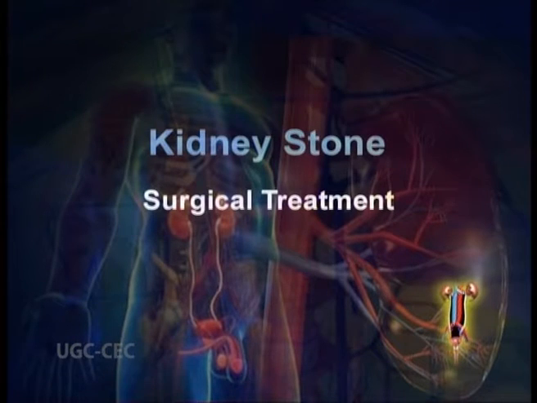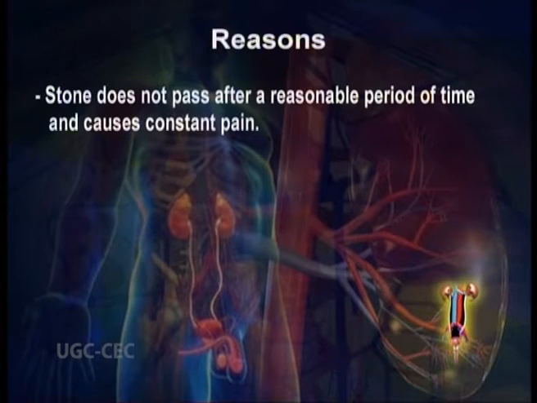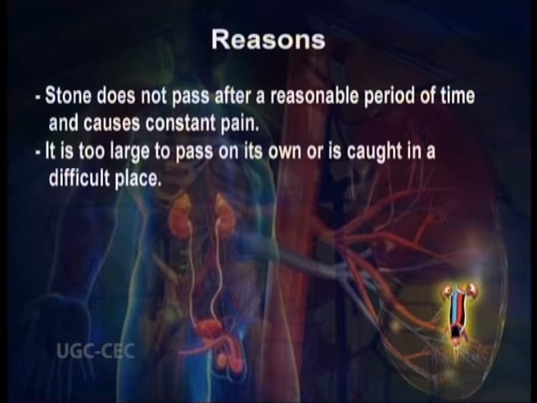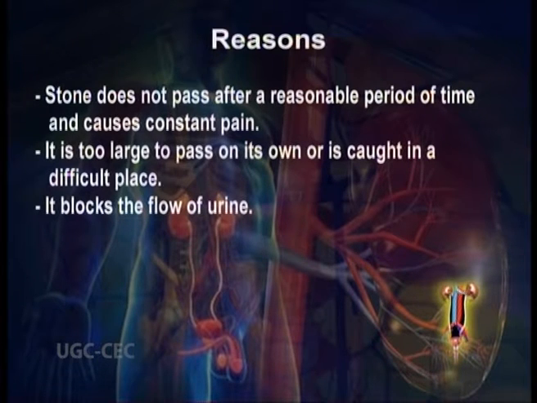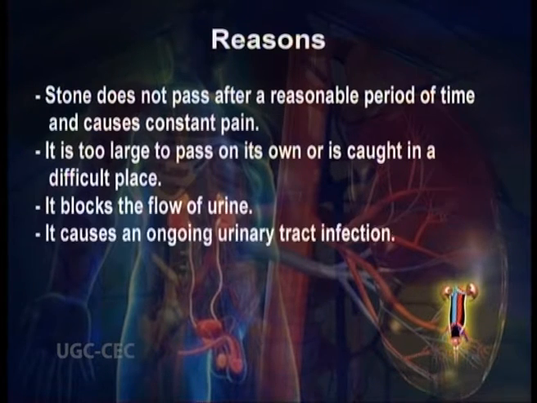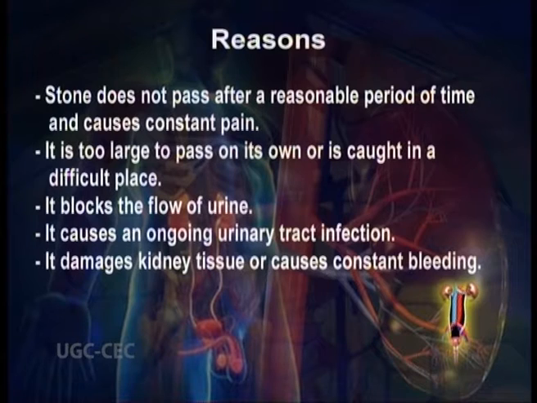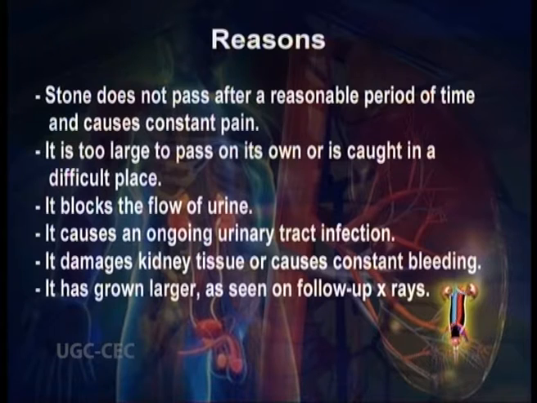Another treatment of kidney stone is surgery. Surgery may be needed to remove a kidney stone for some reasons. Number 1, when the stone does not pass after a reasonable period of time and causes constant pain. Number 2, if it is too large to pass on its own or is caught in a difficult place. Number 3, if it blocks the flow of urine. Number 4, when it causes an ongoing urinary tract infection. Number 5, when it damages kidney tissue or causes constant bleeding. Number 6, if it has grown larger as seen on follow-up X-rays.